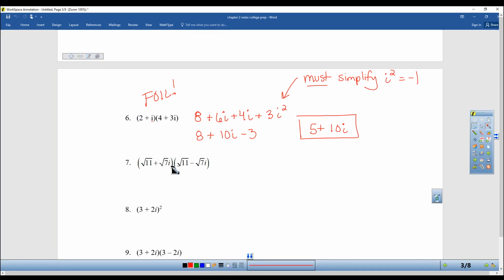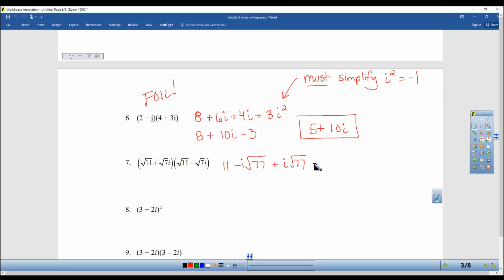Again, these parentheses don't have a plus or a minus between them, so that's how you know it's multiply versus what we were doing a few minutes ago. So first, square root of 11 times the square root of 11 is just 11. Outer, minus the square root of 77. Now, see how they put that i on the outside? I'm just going to move it to the front because I feel better about that. And then same thing here, plus i square root of 77.